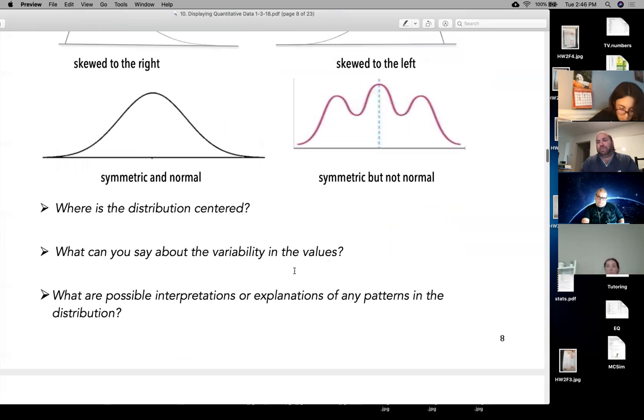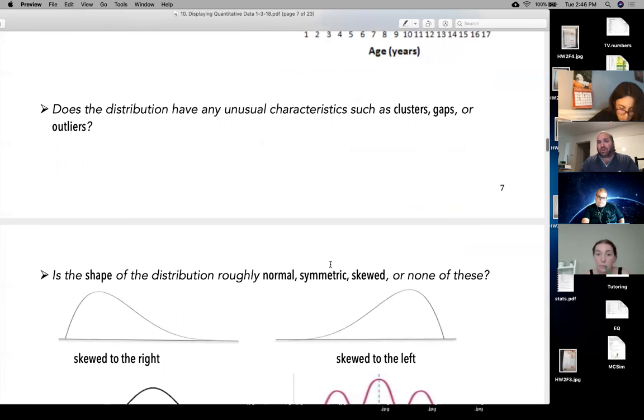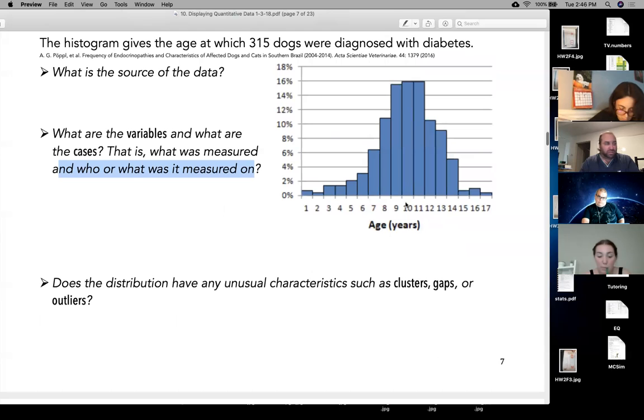What can you say about the variability in the values? How spread out are they? It looks like the average is around 10 years old, but it could be anywhere from when they're born to about 17. It looks to be about a 17-year spread. We have some dogs who get diabetes right away. We have some dogs who don't get diabetes till they're 17 years old. So the spread looks to be about 17 years.